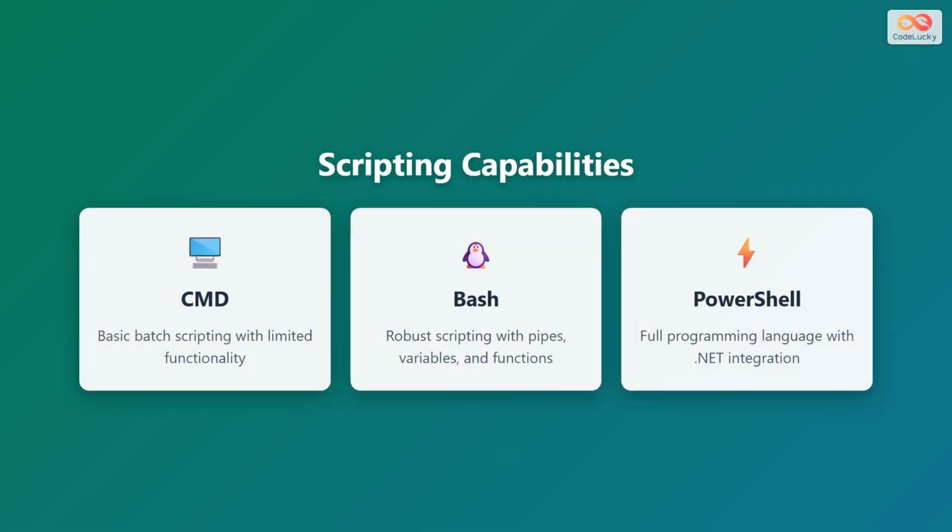The scripting capabilities of these three tools also vary significantly. CMD offers basic batch scripting with limited functionality. You can create simple batch files to automate tasks, but the language is quite restrictive. Bash provides robust scripting with features like pipes, variables, functions, and complex control structures. It's a full-featured scripting language that's incredibly powerful for Unix-based systems. PowerShell goes even further by providing a full programming language with complete .NET framework integration. You get access to classes, exception handling, and the entire .NET library, making it suitable for building complex automation solutions.